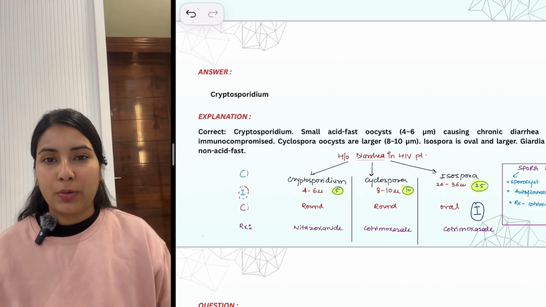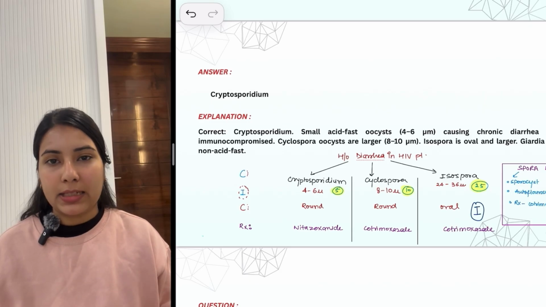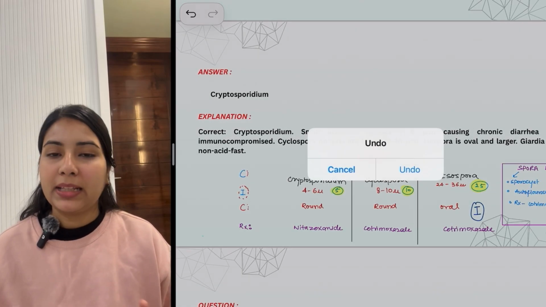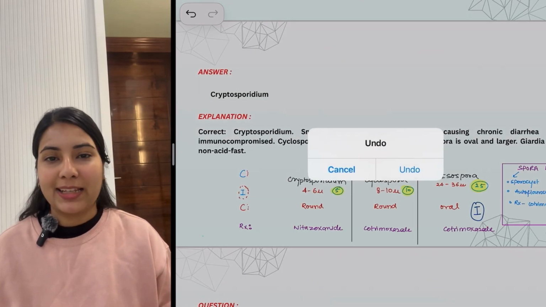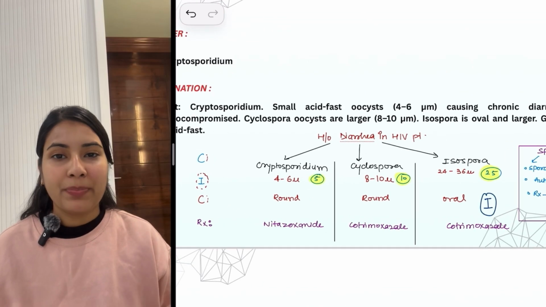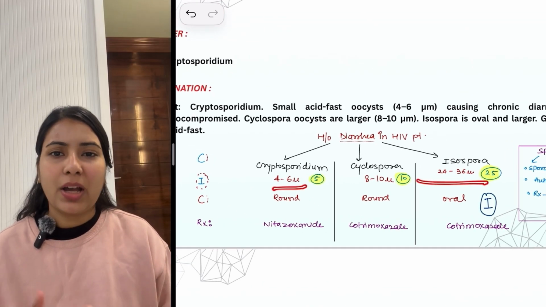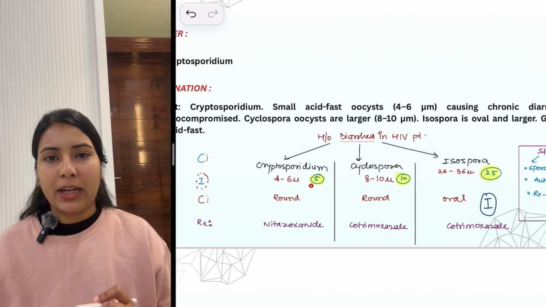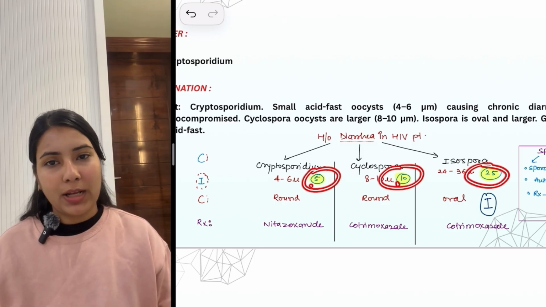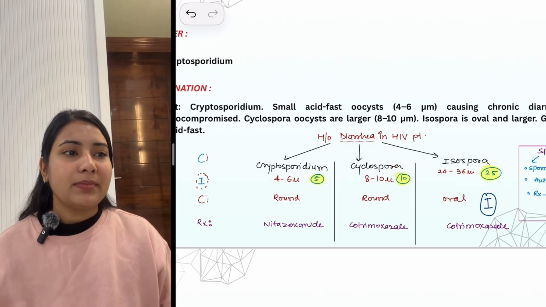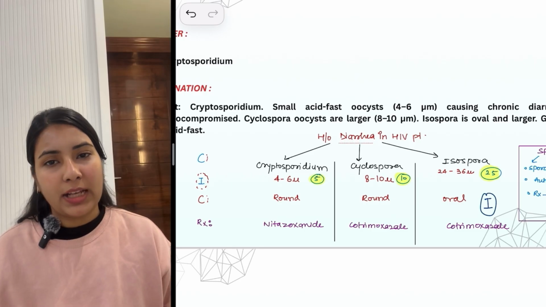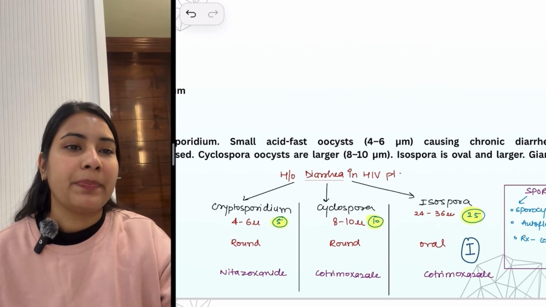Now in Cyclospora, the size of the oocyst is a little larger, 8 to 10 micrometer. In Isospora, it is even larger, around 25 micrometer. So I have remembered it like 5, 10 and 25: Cryptosporidium, Cyclospora, Isospora, right? And Giardia is non-acid fast, so that is how you rule out this option.